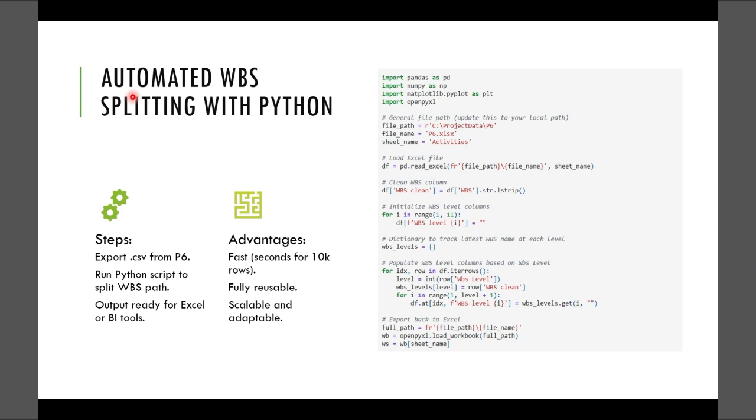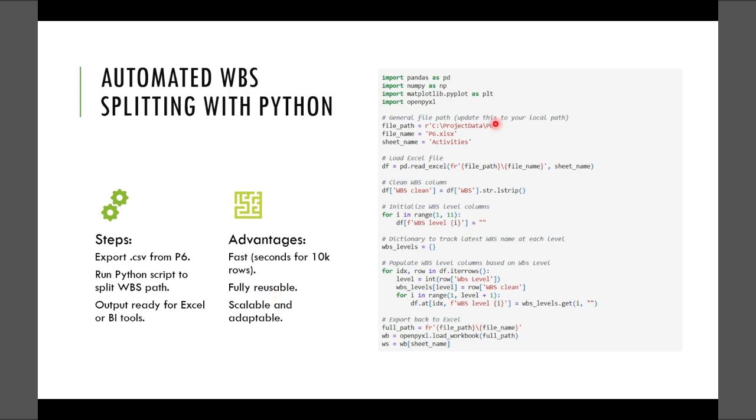Here is the automated WBS splitting with Python. I'm going to share the Python script in the comments of this video, which is located in a GitHub repository. These steps are: export the CSV file from P6, run the Python script, and then the output is going to be written into the same Excel file. What are the advantages? It's fast, it's reusable, and it's scalable and adaptable.